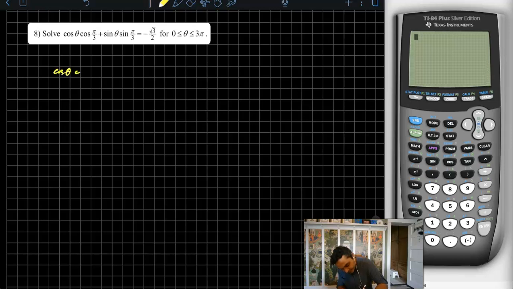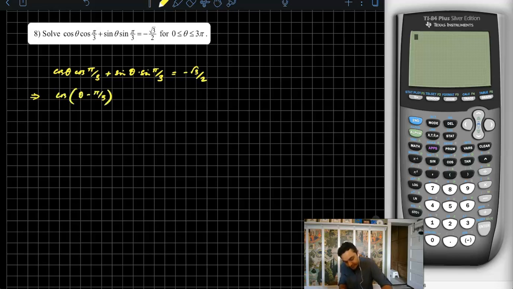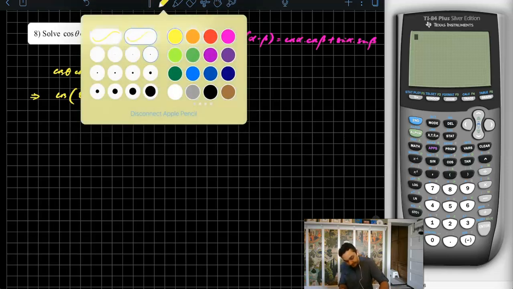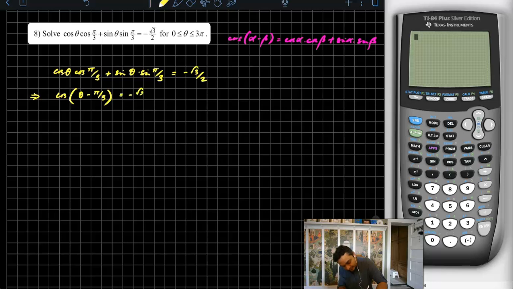cosine theta cosine pi over 3 plus sine theta sine pi over 3 is equal to negative root 3 over 2. So the nice thing is the left side of it fits the build of cosine of theta minus pi over 3, right? And so what we're using there is the cosine alpha minus beta expansion: cosine alpha cosine beta plus sine alpha sine beta. And so that's equal to negative root 3 over 2.